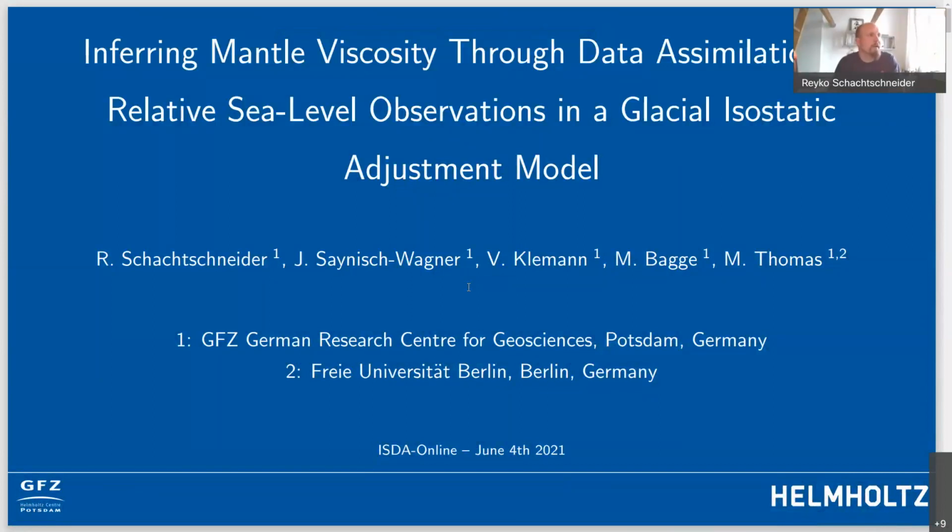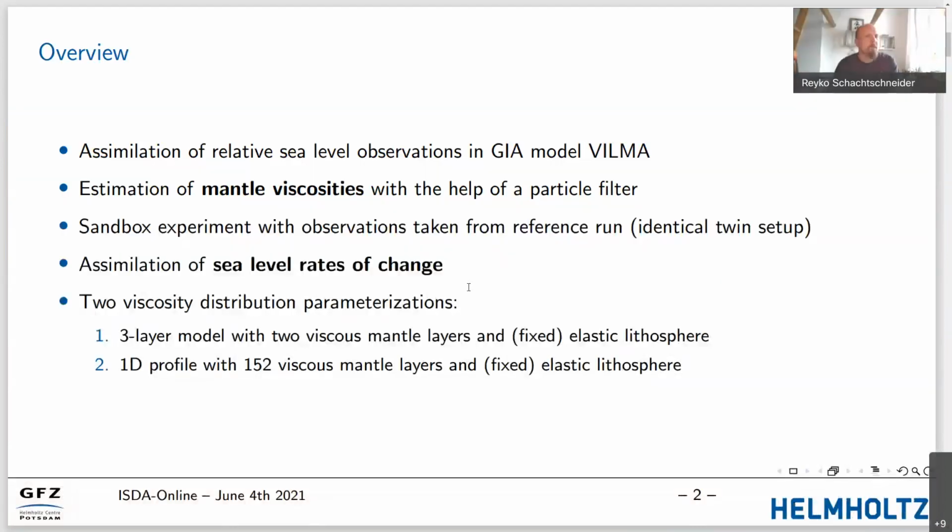I'm going to talk about inferring mantle viscosity through data assimilation of relative sea level observations in a glacial isostatic adjustment model. Let me first give a quick overview about our project. Our goal is to estimate mantle viscosities by, as the title suggests, assimilation of relative sea level observations. We use the GIA model VILMA as a forward model and also a particle filter.